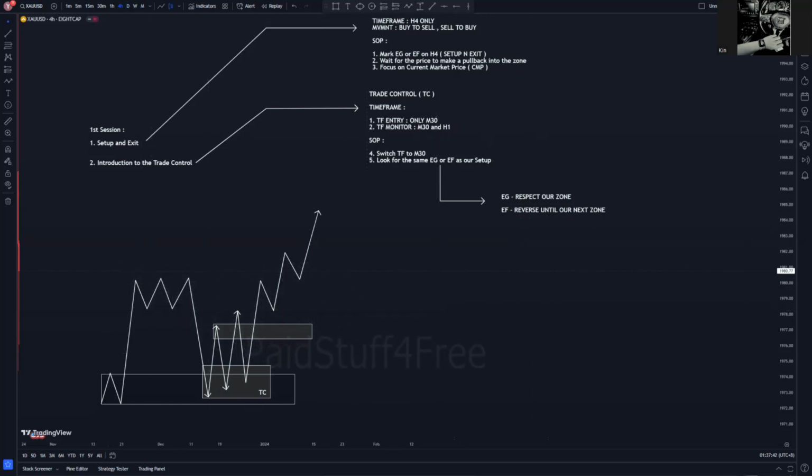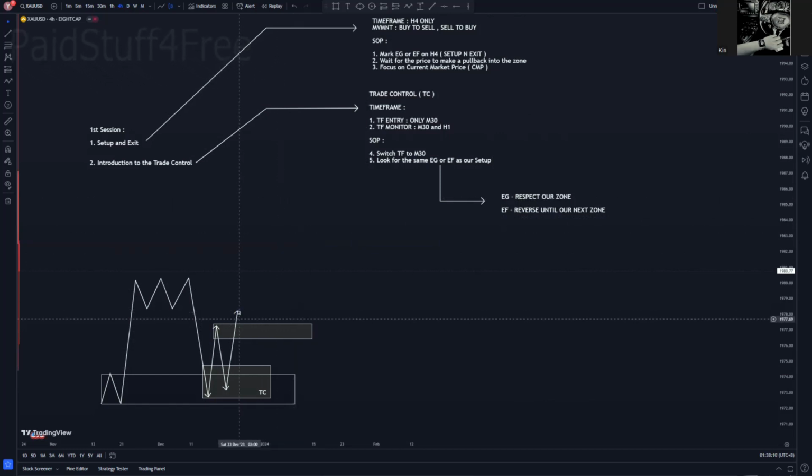Do we look for EF after EG was created on M30, or can it be EF alone? Sometimes the price doesn't create EG, but the price just creates an EF. But yeah, if the price creates an EF, it shows us that the price is going to reverse until the next zone. All the things that I drew just now are going to be the main line. But sometimes the price can do like this.